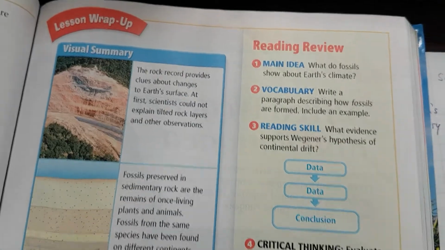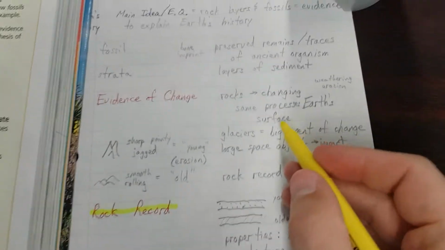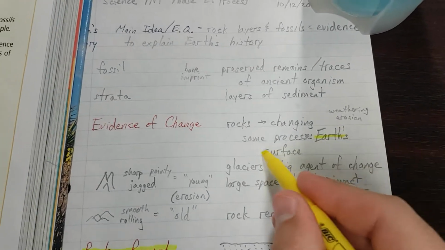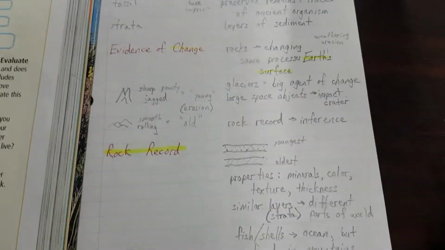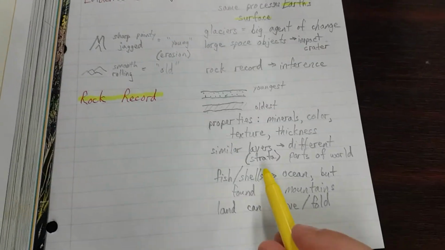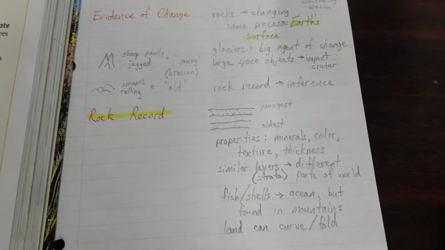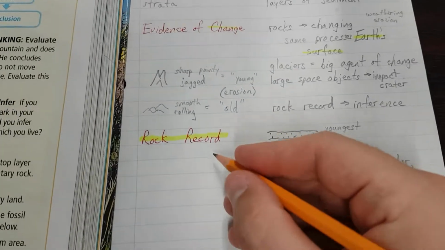Clues about the Earth's surface. Clues about changes. Okay, up here we say Earth's surface, and we see the word change. Also, the rock record is clues. So, did we ever actually use that word? No. So let's add that word in. We can use our pencil or a pen.